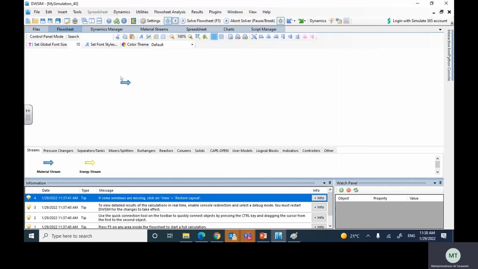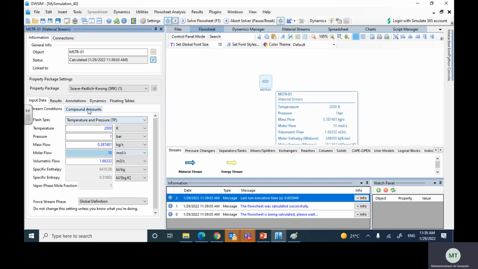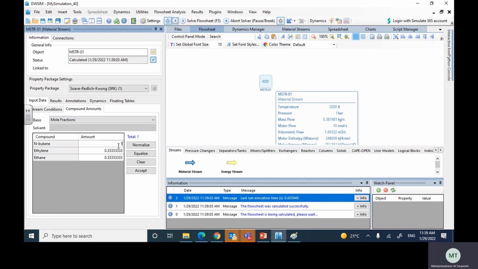Now drag a material stream. The temperature was 2000. Pressure is 1 bar. The initial molar flow rate is 10, for example. For the compound amounts, N-butane is 1, ethylene is 0, ethane is 0, because in the statement of the question we have a pure N-butane stream. Click accept and change the name to feed.